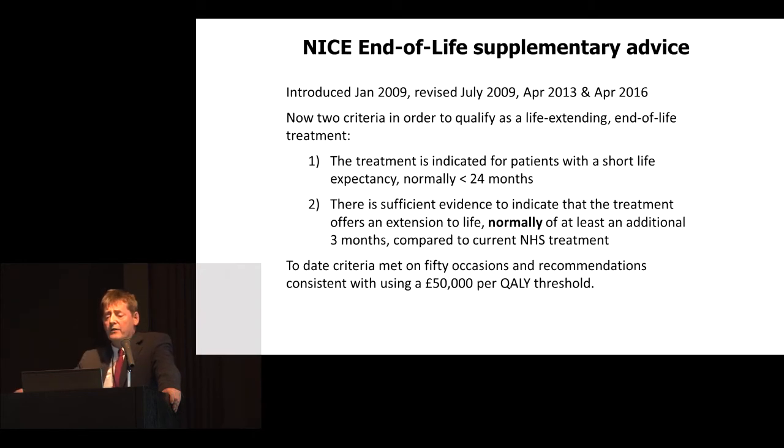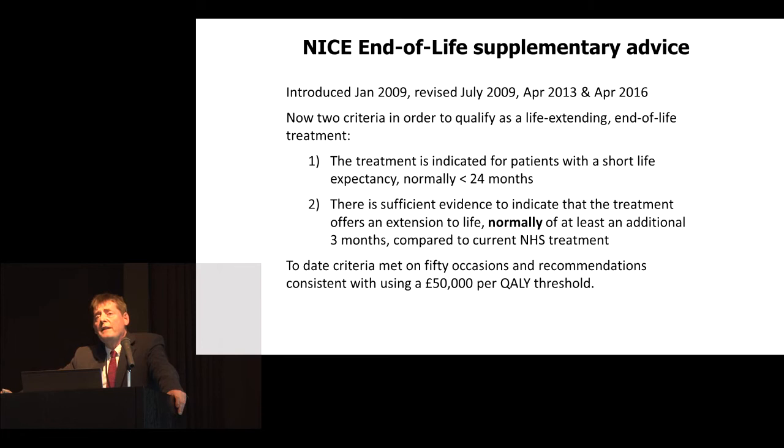Life-extending end-of-life treatments. The criteria have been revised on a number of occasions, but they now represent two criteria to be fulfilled in order to qualify as life-extending end-of-life treatment. And the first criterion is that in the absence of this treatment, this patient group has a life expectancy of less than 24 months, less than 2 years. The second criterion is that there is sufficient evidence to indicate that the new treatment offers a life extension, and that life extension is normally of additional 3 months.